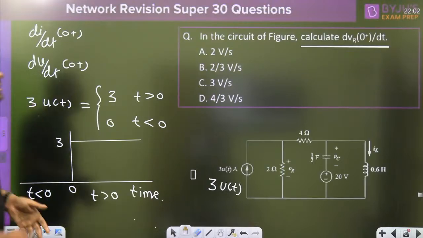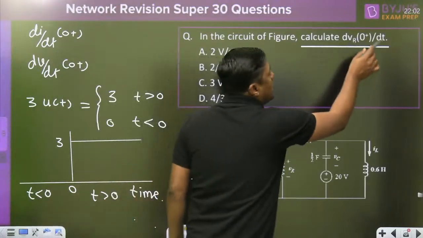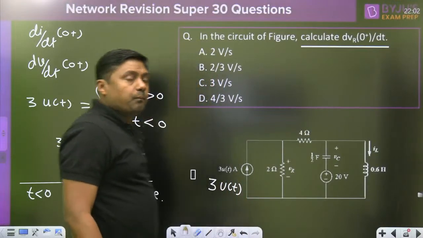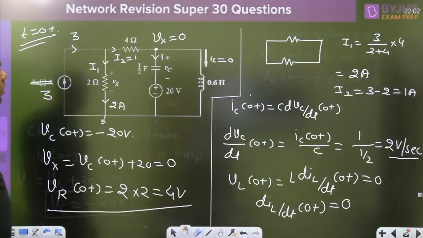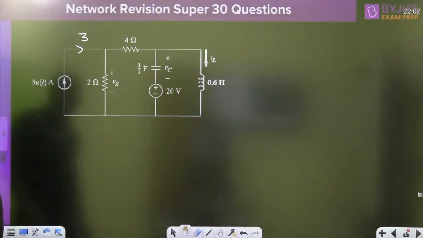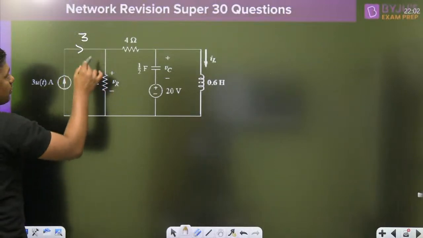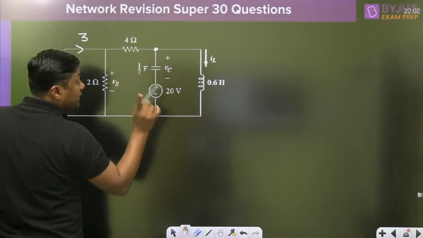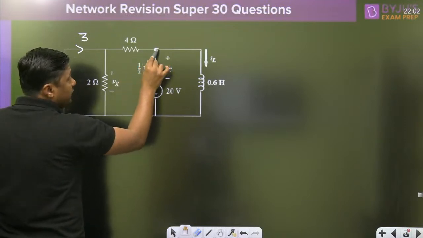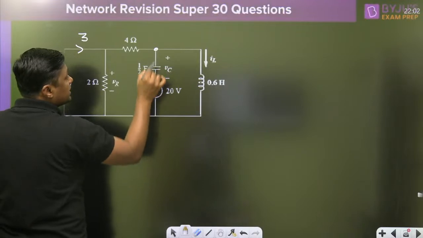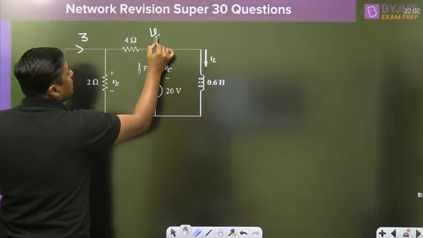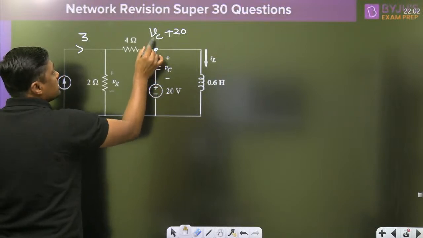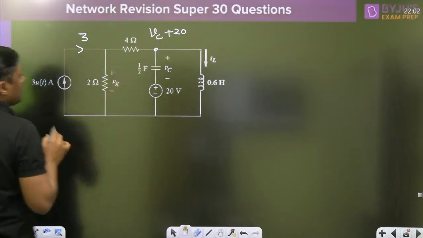Last point: what is required here? In the question, required is dVr/dt at 0+. If this is required, then this voltage is required. Always remember, for the voltage at this point, you have to write the general answer. The voltage at this point is nothing but Vc plus 20 volt. This is the 20 volt, this is the Vc, so Vc plus 20 volt, right?